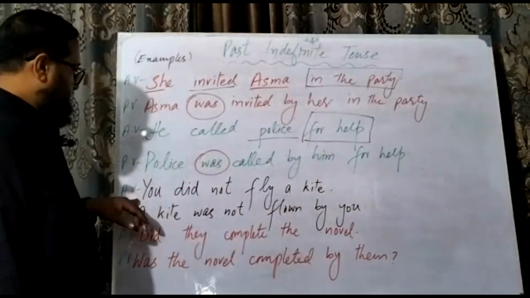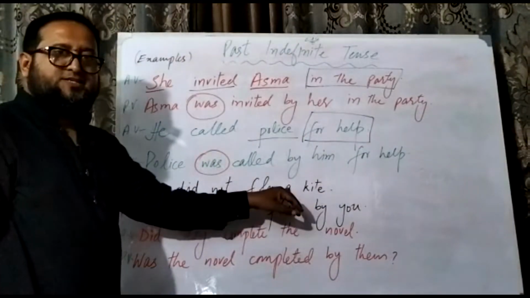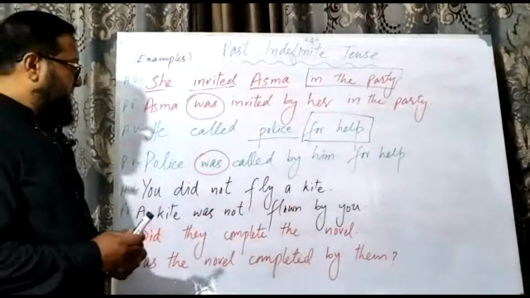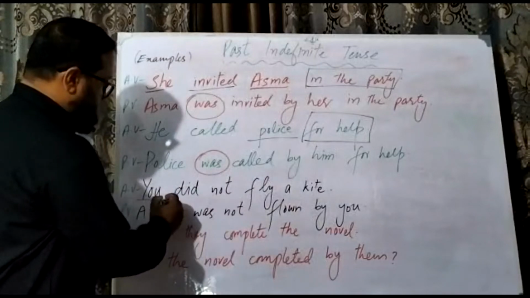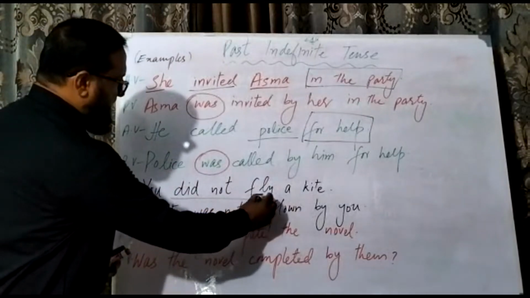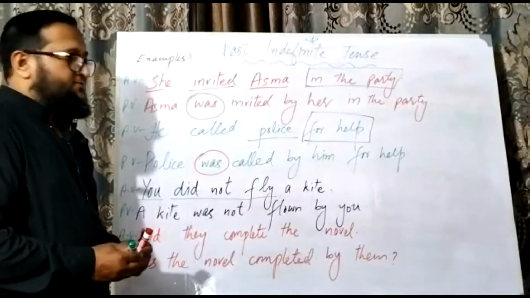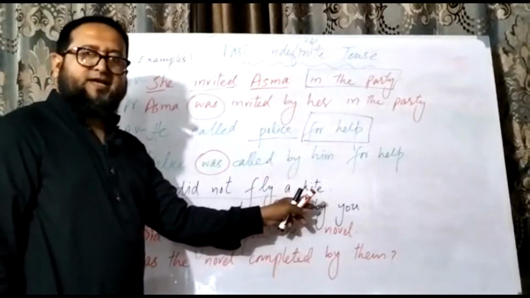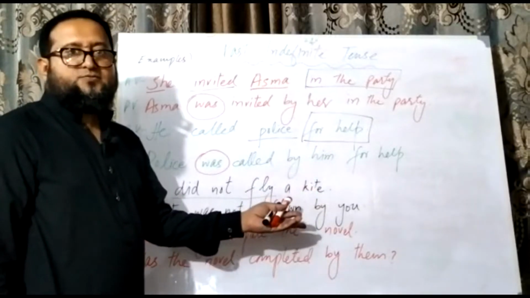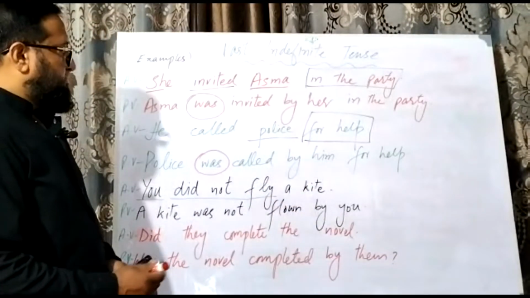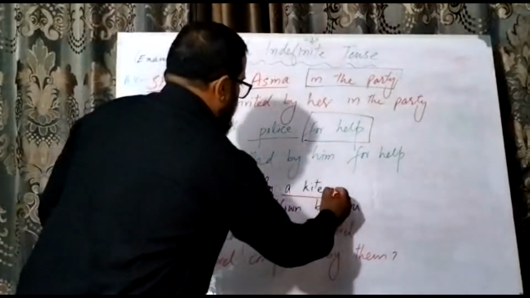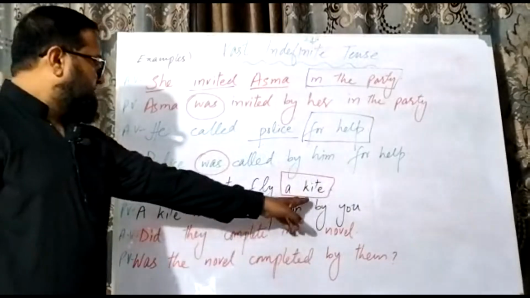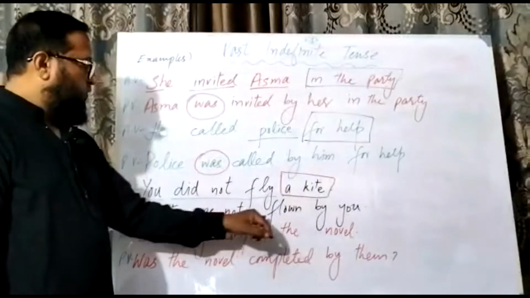In the next sentence: you did not fly a kite. Now, what is the object? You is the subject, did not fly works as the verb, and a kite comes after. There remains only one thing after the verb, a kite. So a kite is the object. It is easy to recognize because there is no phrase with a preposition. A kite was not flown by you.